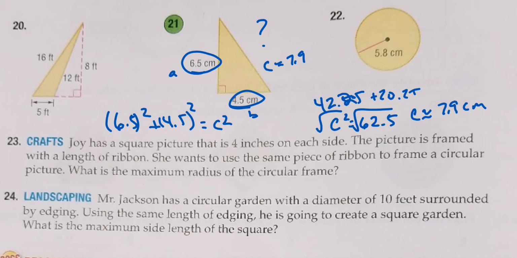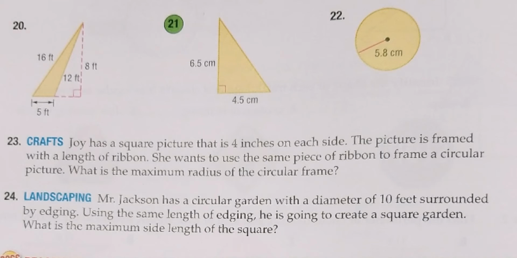So to find the perimeter, you're going to have to add them all up. 6.5 plus 4.5 is 11, plus 7.9. So my perimeter is going to be equal to all three of them together, which is going to be 18.9 centimeters. We know this is equal to 7.9, so my perimeter is going to be all three of them, 18.9 centimeters.